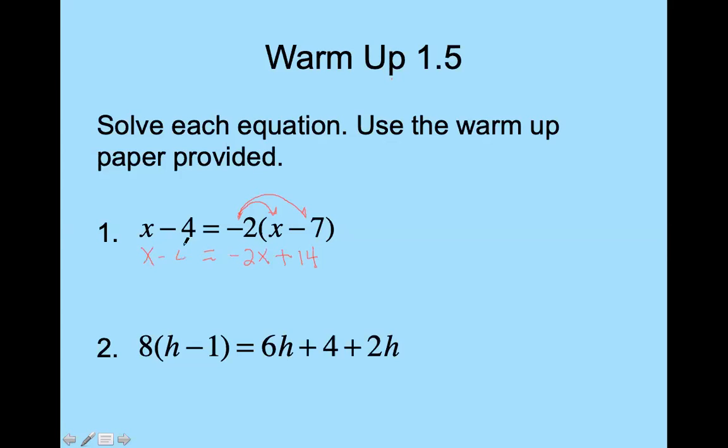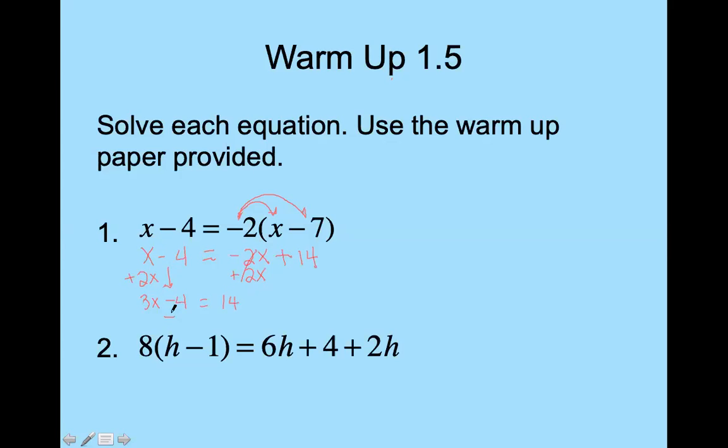All right, so I'm trying to get all x terms on one side of the equal sign and all constants on the other. So I'm going to go ahead and add 2x because I'd like my x's to end up on the left. But remember, it doesn't matter if they're on the left or right. So now I can bring down what I have. x plus 2x is 3x. I bring down my -4 equals -2x plus 2x is 0, so that's gone, and I bring down my 14.